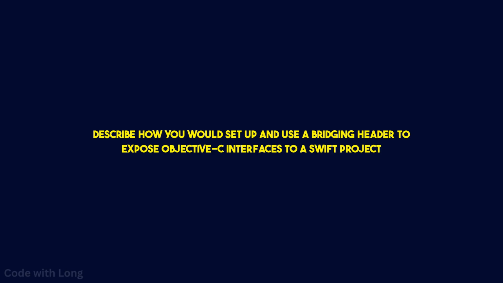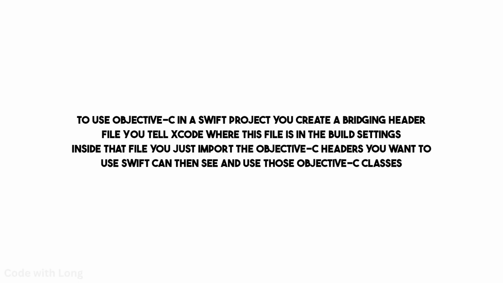Describe how you would set up and use a bridging header to expose Objective-C interfaces to a Swift project. To use Objective-C in a Swift project, you create a bridging header file. You tell Xcode where this file is in the build settings. Inside the file, you just import the Objective-C headers you want to use. Swift can then see and use those Objective-C classes.